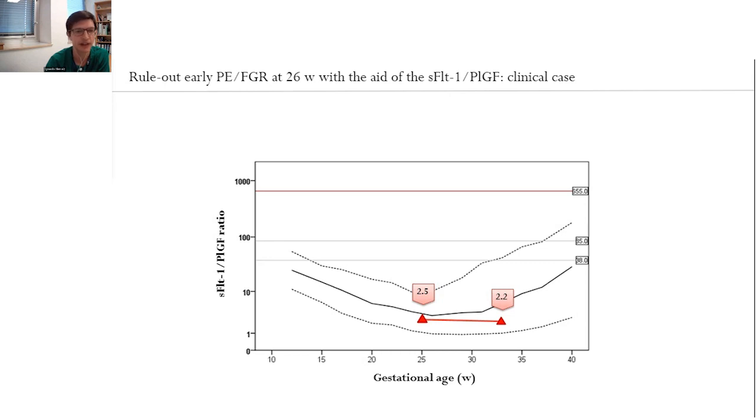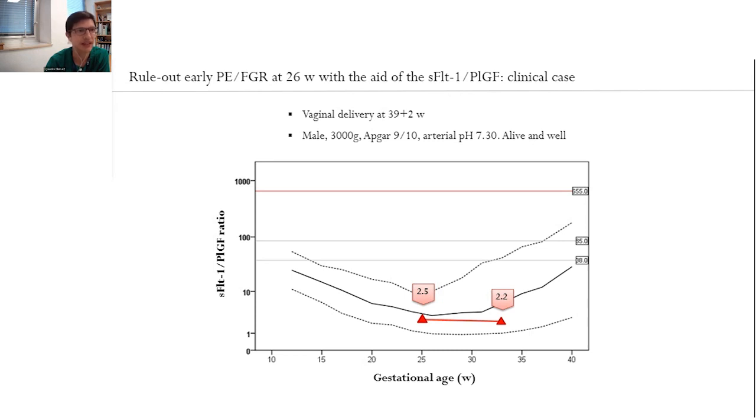We repeated the measurement at about 34 weeks, and it was also normal. Finally, she delivered normally at 39 weeks, and everything was okay. It is difficult to express this in a paper or investigation, but the reassurance that this patient had, how she lived her pregnancy much more relaxed when we told her that she was not going to repeat her complication, is really nice. And the negative predictive value of the ratio, I think, is very, very important.